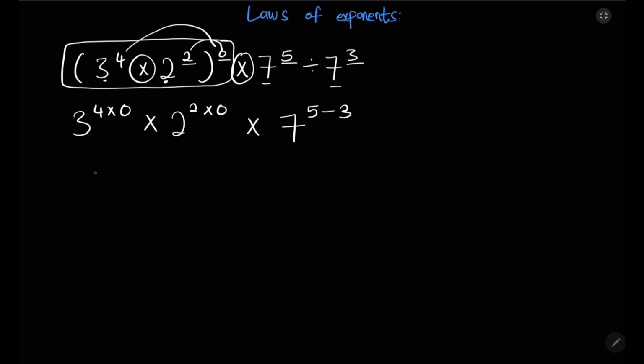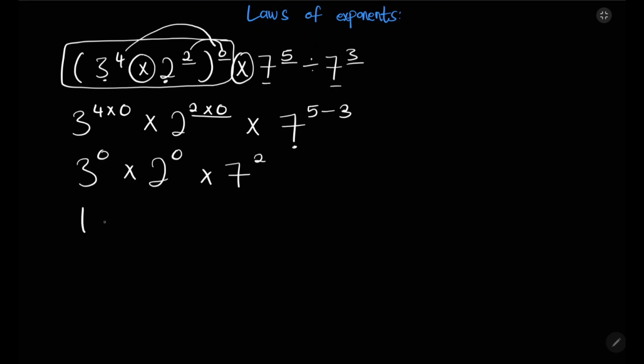Okay. When you deal with this part, this will be 3. 4 times 0 is 0 times, you have 2. 2 times 0 is 0 times 7. 5 minus 3 is 2. 3 to the power 0 is 1 times 2 to the power 0 is 1. Anything raised to the power 0 is 1 times 7 to the power 2. Okay. 1 times 1 times 7 to the power 2 is 7 to the power 2. And when we punch this in a calculator, or when you calculate, your answer will be 49.